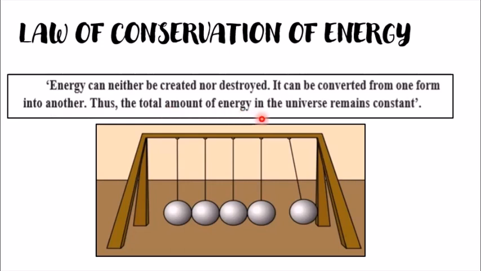Thus, the total amount of energy in the universe remains constant. As no amount of energy is destroyed, whatever amount of energy is present in this universe always remains constant. क्योंकि कहीं पे जा ही नहीं रहा है, तो जितना भी energy है वो एक दूसरे के form में it gets transformed, but it is never lost from the universe. So that is why energy can neither be created nor be destroyed. It can be converted from one form into another form. Thus, the total amount of energy in the universe remains constant. This is the law of conservation of energy.